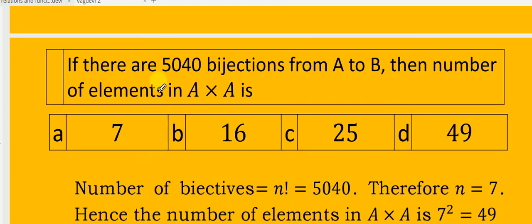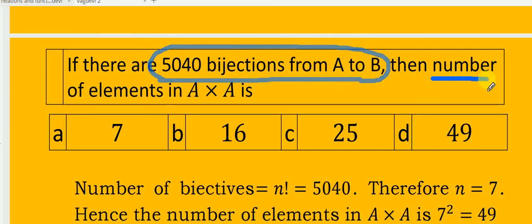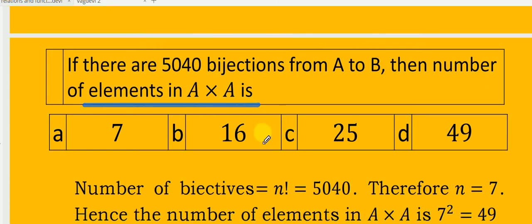If there are 5040 bijections from A to B, then the number of elements in A cross A is: 7, 16, 25, and 49. See, the formula for the number of bijections from A to B is given by n factorial. Here I have set A only. Set A to B means I have to take the set from A to A only here, because it's given that it is A cross A.